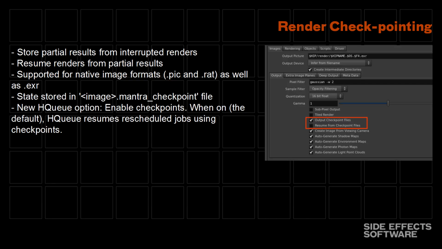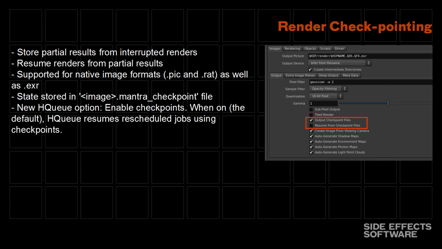Just coming to our last feature we're going to highlight, added to Mantra in Houdini 15, there is the option for render checkpointing, which is a huge addition. It's a great time saver in terms of dealing with image renders that have failed, that need to be restarted and resumed from a checkpointed position. So the notion behind it is that we store partial results and pixel samples from interrupted renders. The temporary tiles that are currently active in the renderer are flushed to disk at specified intervals.